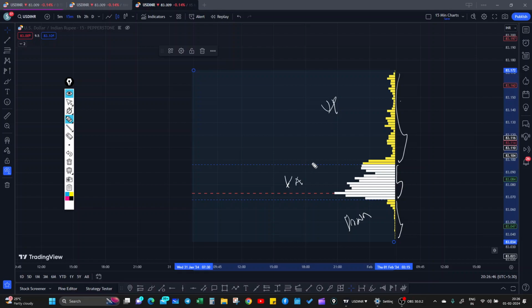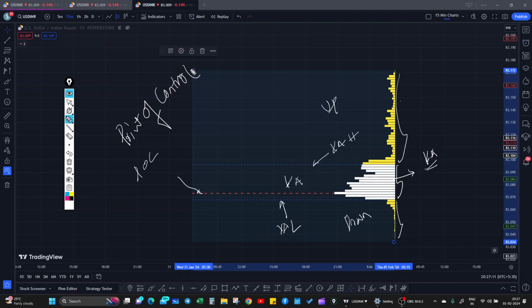This particular line in the blue color is the value area high, and this is the value area low. The white one which you are seeing is the value area, and the red one is called the POC, point of control. Yeah, this is the point of control.